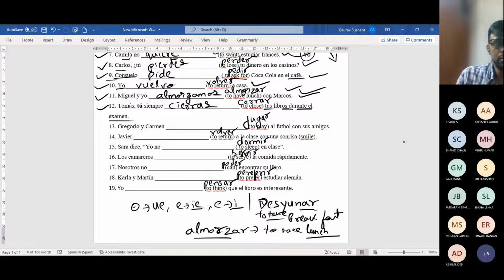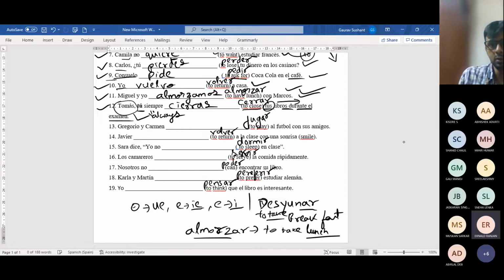So can you also tell me the meaning of the sentence, the translation? Thomas, you always close your books during the exam, something like that. You always close your books.